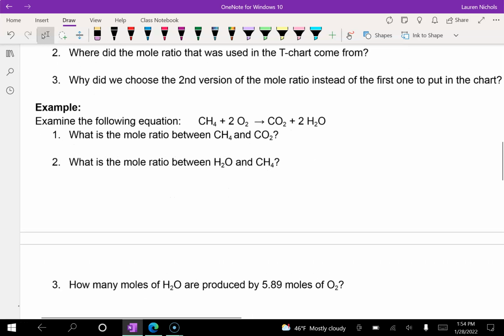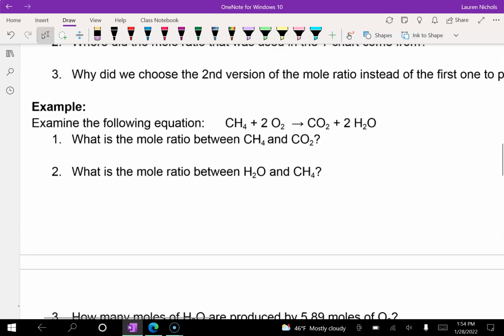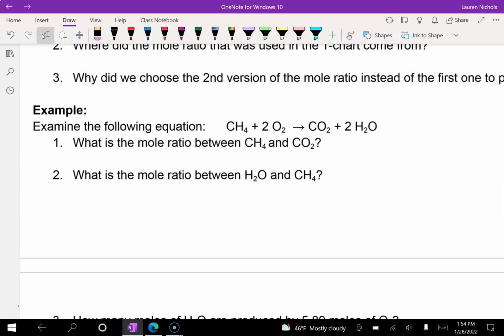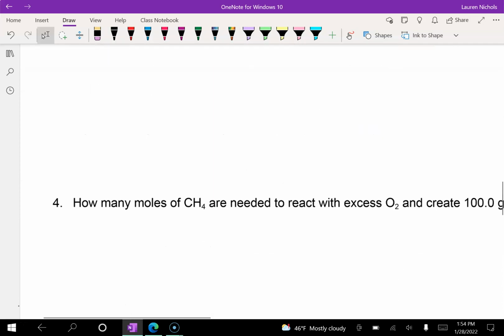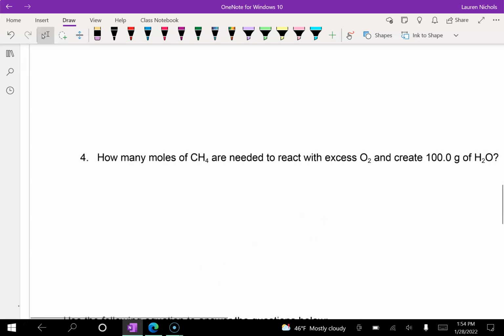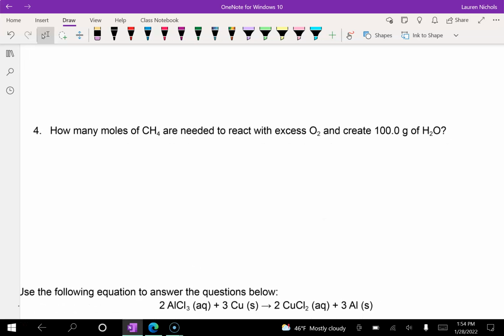So if we look at this example, what is the mole ratio between CH4 and CO2? We can see that there's a coefficient of 1 in front of CH4 and also a coefficient of 1 in front of CO2. So we should have a mole ratio of 1 to 1. I'm going to skip number 2. What I want to really do an example of is number 4.